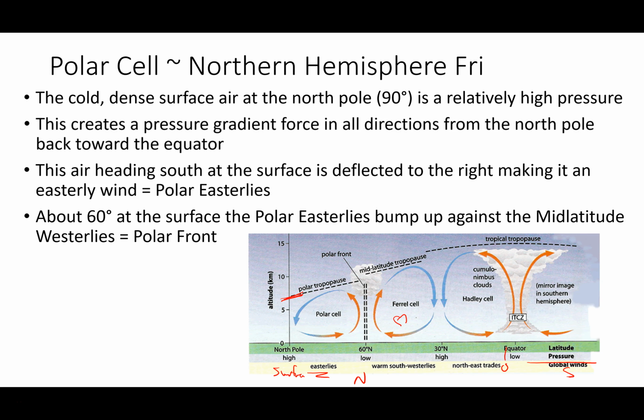So there now you can see all 3 cells in the northern hemisphere. We start out with the Hadley. Going north we have the Ferrel, and then going farther north we have the polar. And again, there's, like this says, a mirror image in the southern hemisphere.